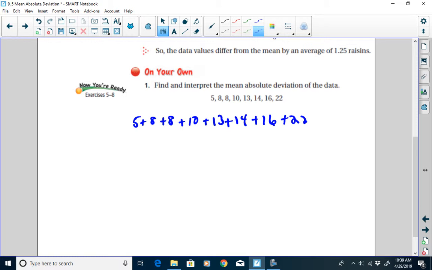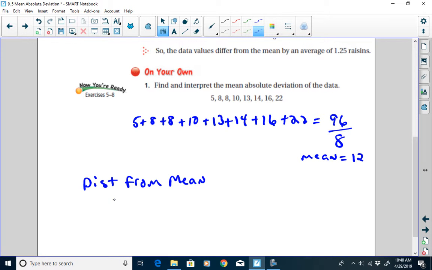So to find the sum, we add 5 plus 8 plus 8 plus 10 plus 13 plus 14 plus 16 plus 22. We get a total of 96. Right? So the sum is 96. We have to divide that sum of 96 by 8. And when we divide that sum of 96 by 8, we get a mean of 12. Right? So the mean equals 12. And now we need the distance from the mean. So 5 is how far from 12? Well, that's 7.